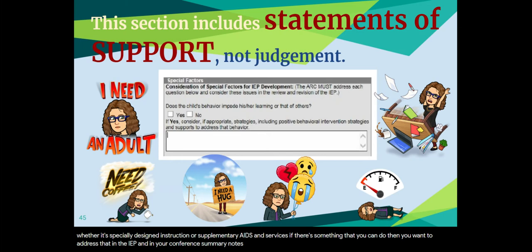So when we get to this question, I'm going to just chat for a minute, teacher to teacher, and let's talk about what happens at this box. So here we are, and we've talked about present levels, then we start with this question. And the question itself, I think, sometimes leads us down a wrong path. The question says, does the child's behavior impede his or her learning or that of others?